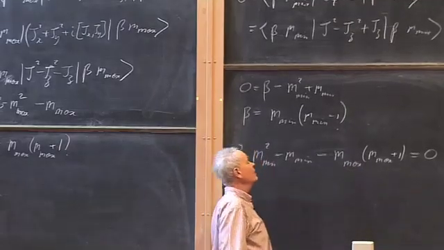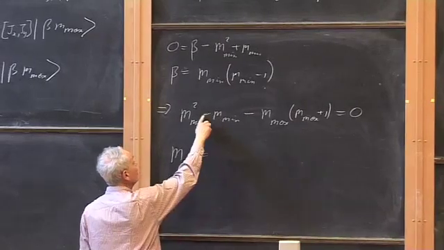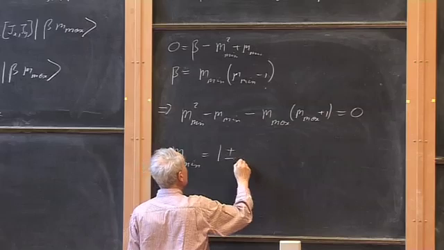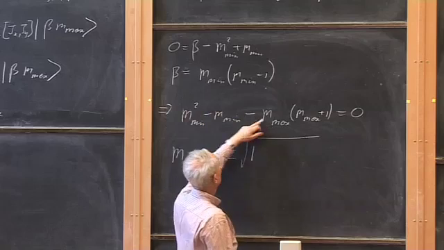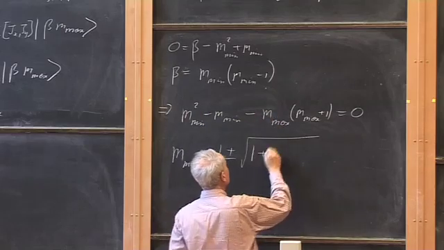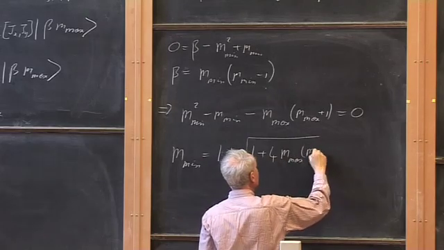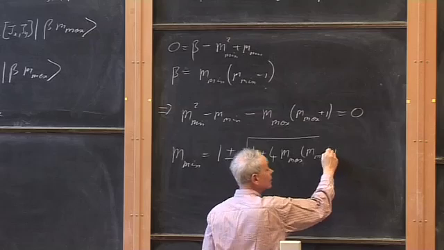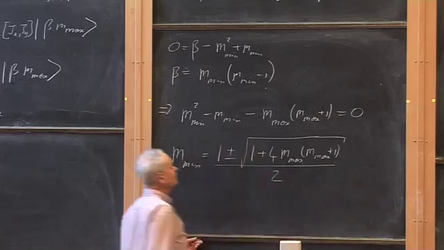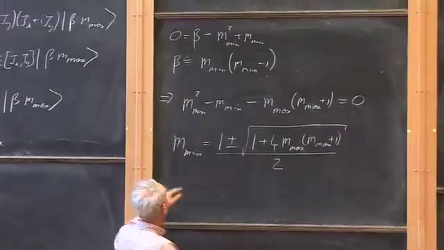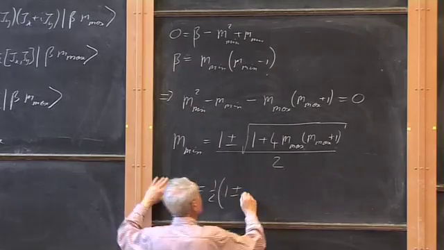Right? So this is a quadratic equation, and it tells me that m min is equal to minus b, well, b is minus 1, so that's equal to 1, plus or minus the square root of b squared minus 4ac. A is 1, c's minus this stuff. So plus 4 m max brackets m max plus 1, all over 2. Looks ugly, but actually it's very beautiful, because this is going to be a half of 1 plus or minus the square root of.